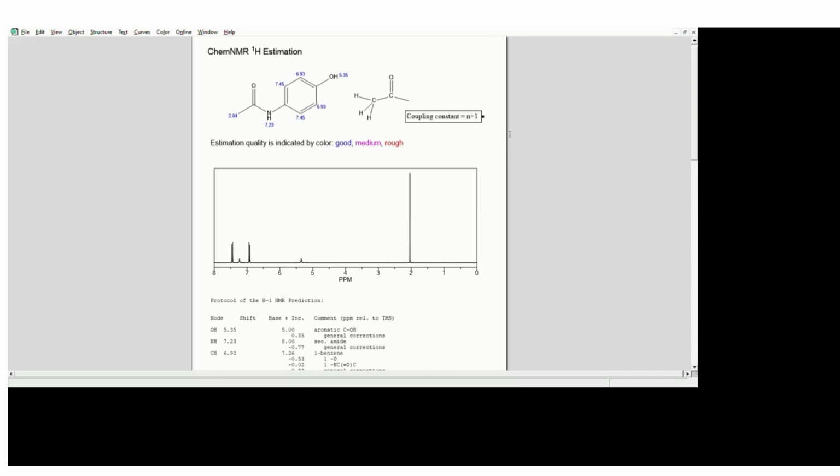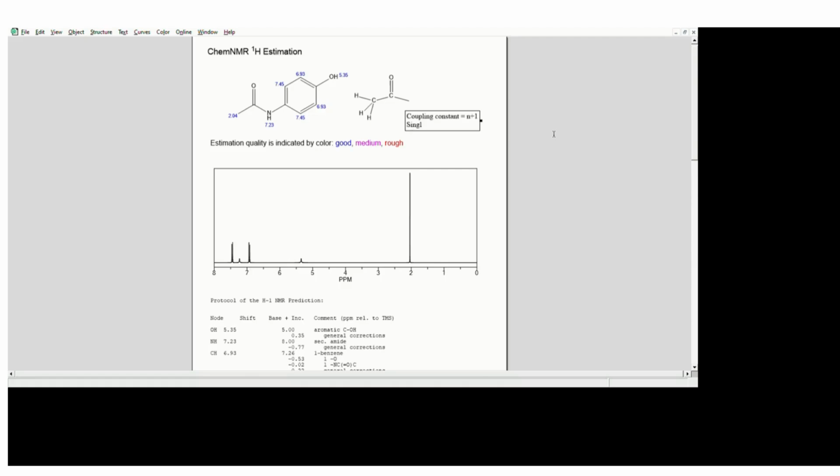Now, calculate it. If n is 0, what would be the multiplicity? Do it by yourself. 0 plus 1 means singlet. Fine. This is for the first, the aliphatic protons. All the three come at the same chemical shift and the coupling is a singlet.